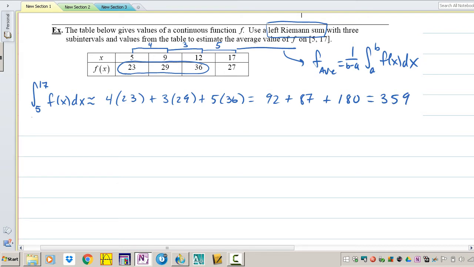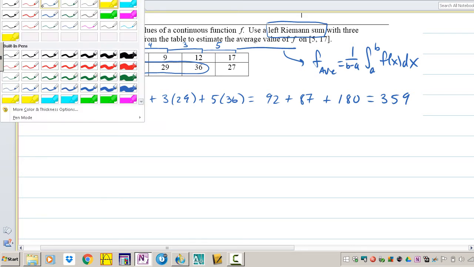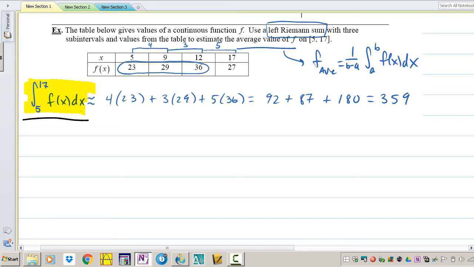Now 359 does not represent the average value. It only represents the Riemann sum. What do we have to do to this integral in order for it to become an average value instead of an integral? We have to divide by b minus a, where b is the upper bound, 17, and a is the lower bound, 5. So 17 minus 5 is just 12, and it's 1 over 12 because it's being divided.